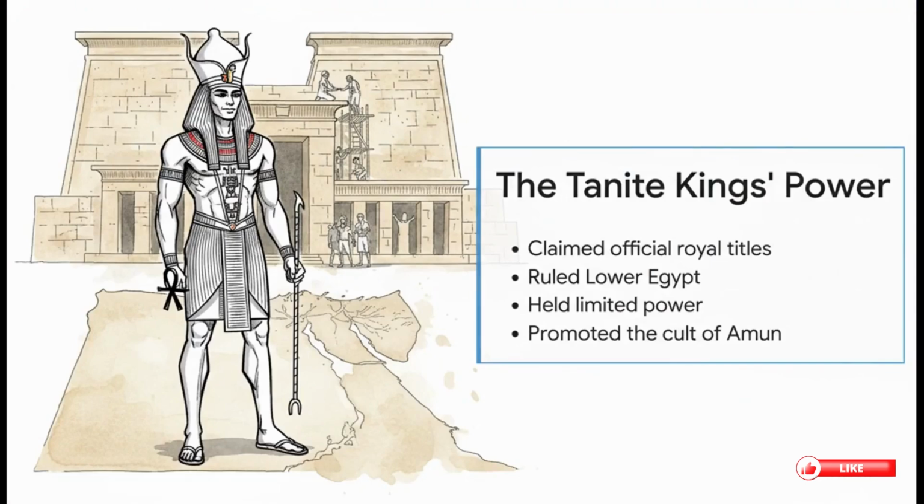Now, here's the crucial thing you gotta understand about these Tanite kings. They absolutely claimed all the official titles of a pharaoh. On paper, they were the real deal. But in reality, their power was pretty limited. They only really controlled the northern half of the country. And even then, they had to work hard to seem legit, which is why you see them pushing the cult of the main state god, Amun, so heavily.